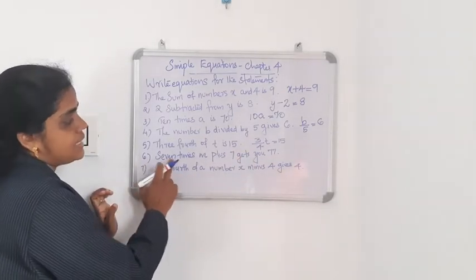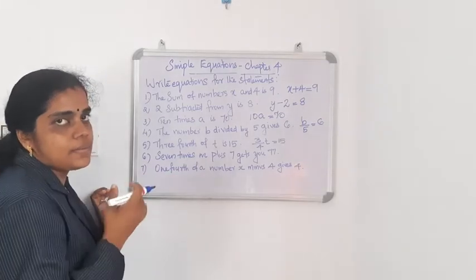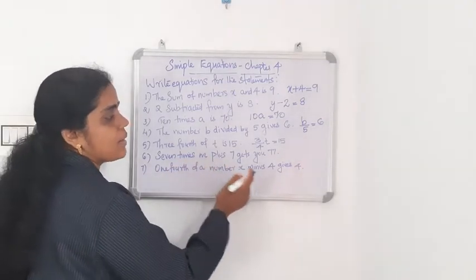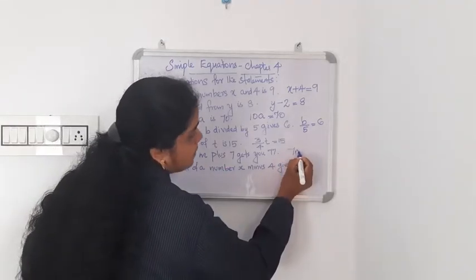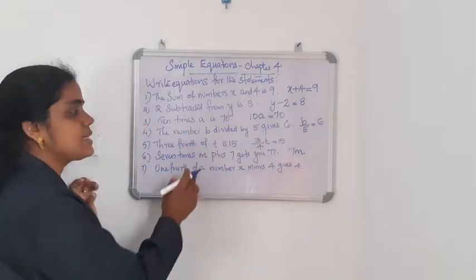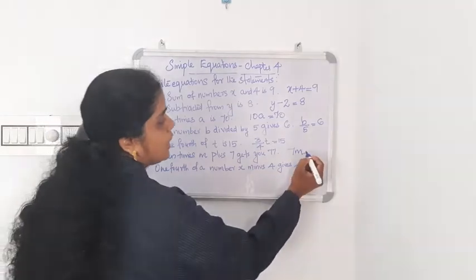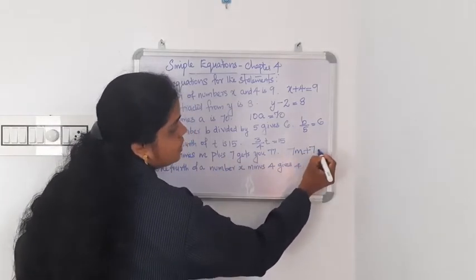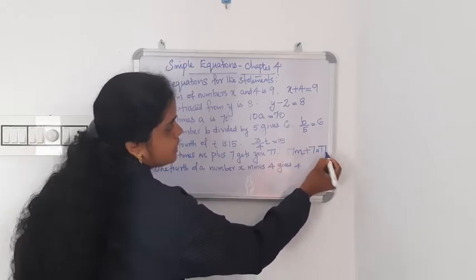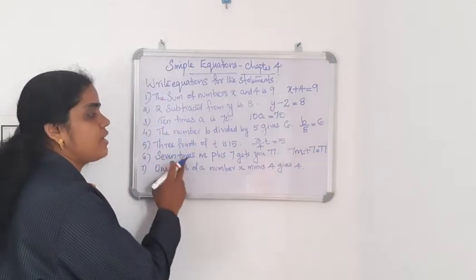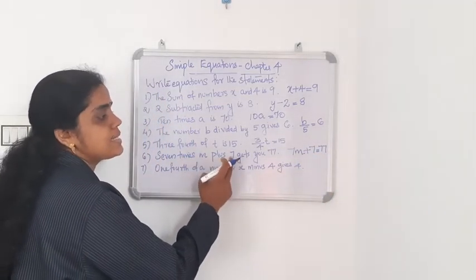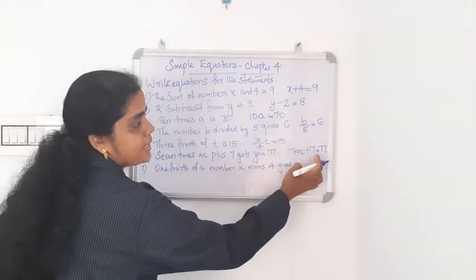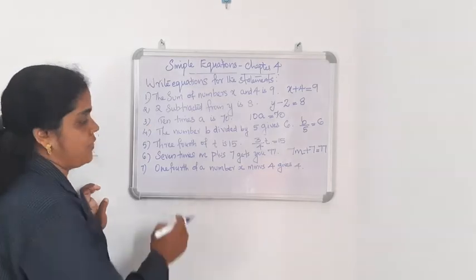Sixth question, 7 times m plus 7 gets you 77. Times means it is multiplication. 7 times m means 7m. Plus means addition. Which one we are going to add? 7. You will get 77. So 7m plus 7 equal to 77.